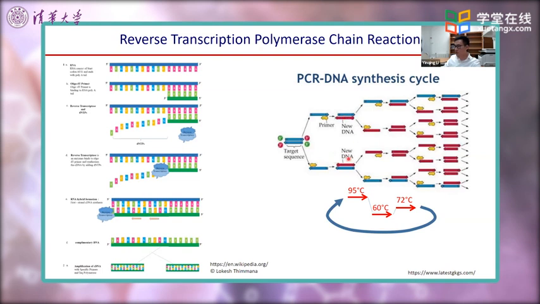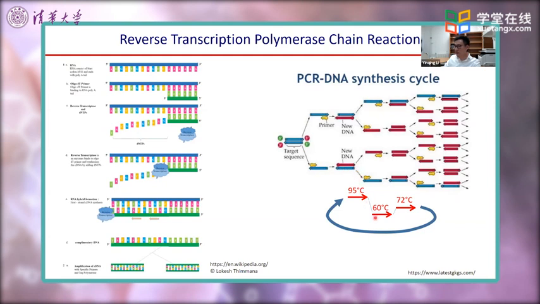And now here comes the critical part. We have to separate these two strands for the primer to bind to them again. So we heat up the DNA to 95 degrees to separate the template DNA and the newly formed DNA strand.